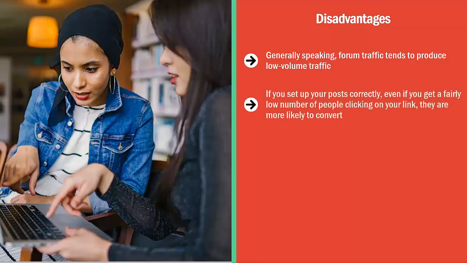If you set up your post correctly, even if you get a fairly low number of people clicking on your link, they are more likely to convert. That's right, they are more likely to buy whatever ClickBank affiliate product you are promoting.